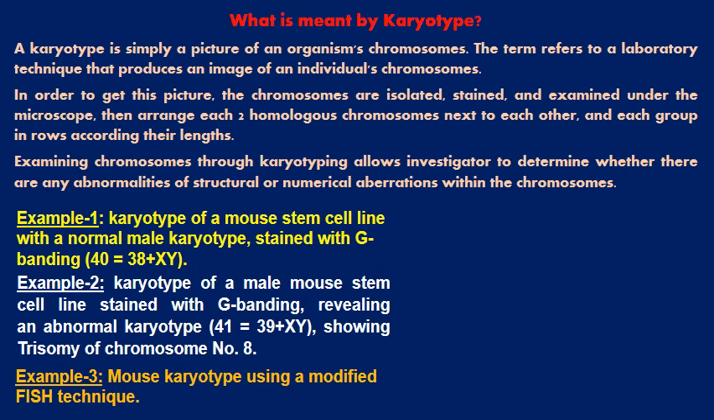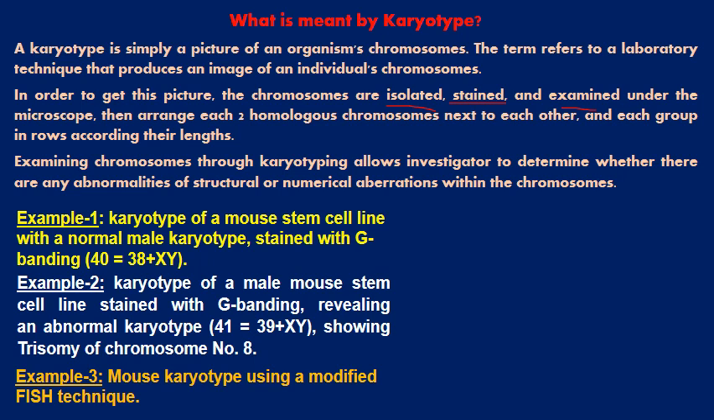In order to get this picture, the chromosomes are isolated from blood in the case of humans, from white blood cells, and from bone marrow in the mouse or experimental animals. This means isolation from bone marrow in the case of experimental animals, and from white blood cells from humans.